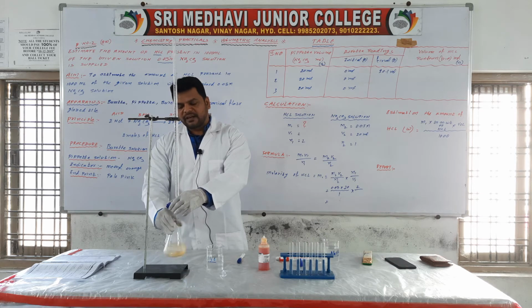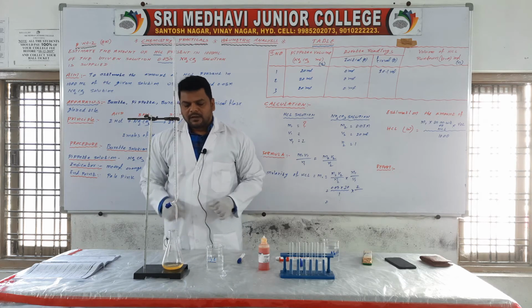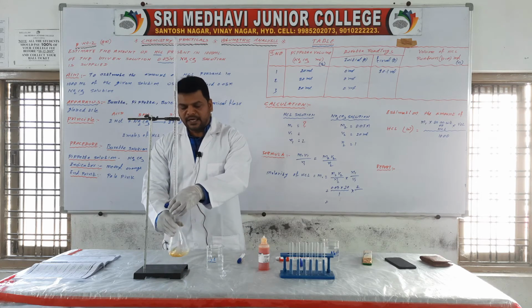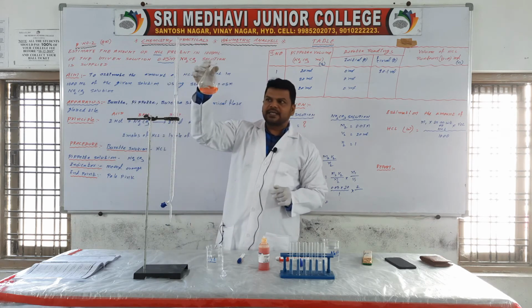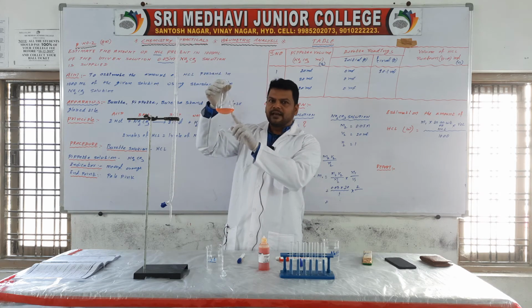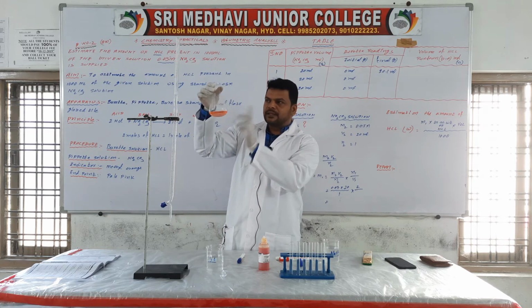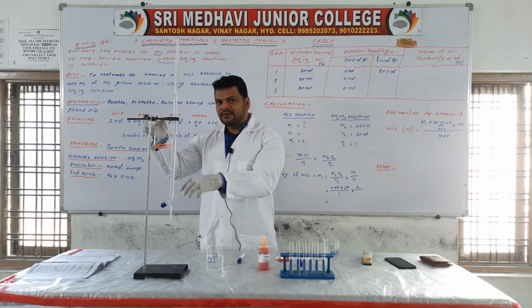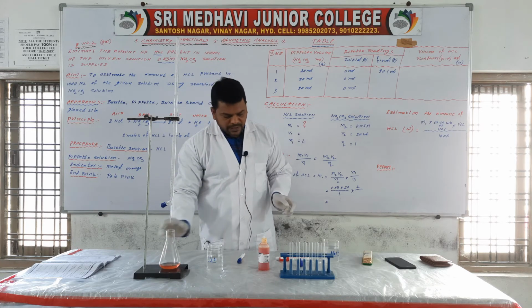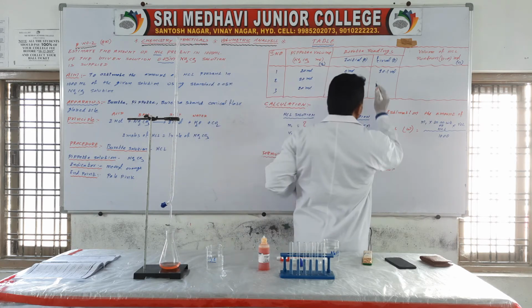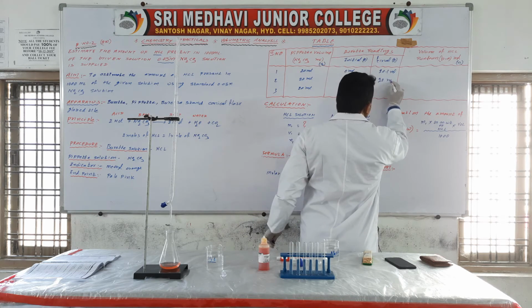Continuously you have to shake the conical flask and slowly release HCl drop by drop into the conical flask. Then continue. See, the end point is a pale pink. If you observe the pale pink color, then you have to stop the flow of HCl into the conical flask. Then you note the final reading. So it is nothing but 20 ml.